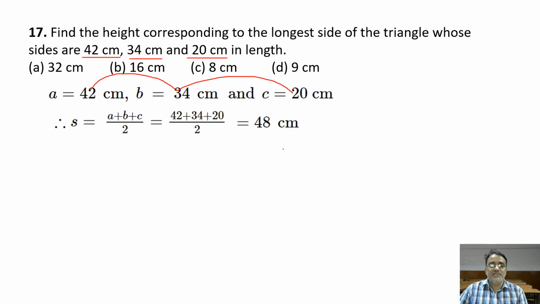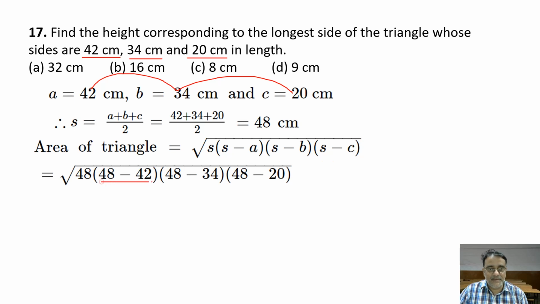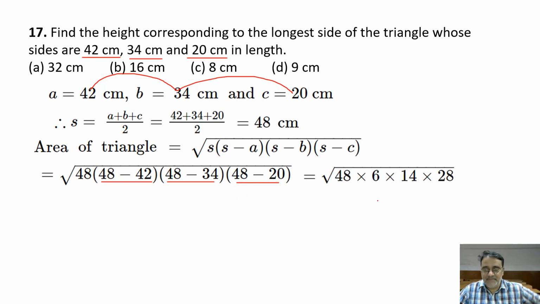48. Right. So now write Heron's formula. Now substitute all the values. So 48 minus 42, 48 minus 34, 48 minus 20. So this will become 6, this will become 14 and this will become 28. Right. So 48 we will write as 4 into 2 into 6. 6 is already there, leave it as it is, and 14 we will write as 7 into 2, and 28 we will write as 7 into 4.